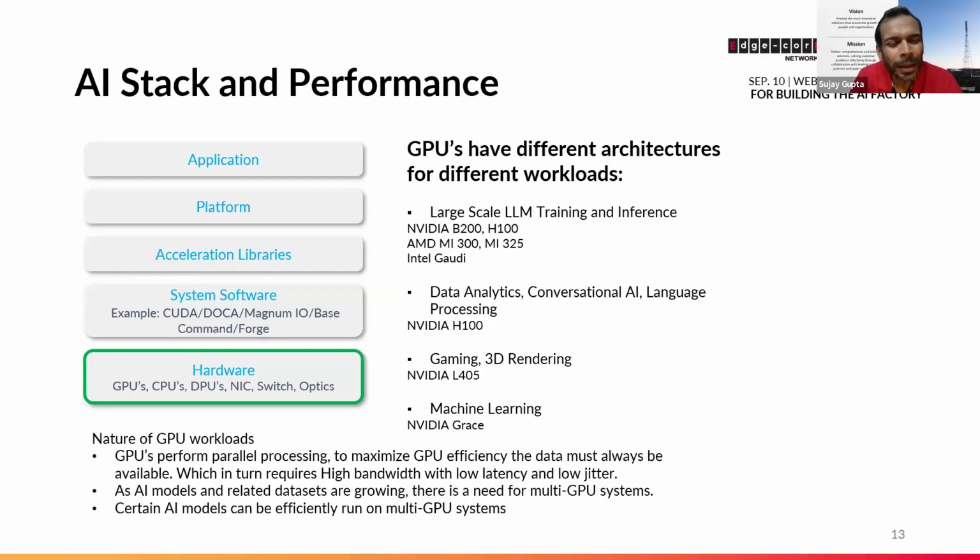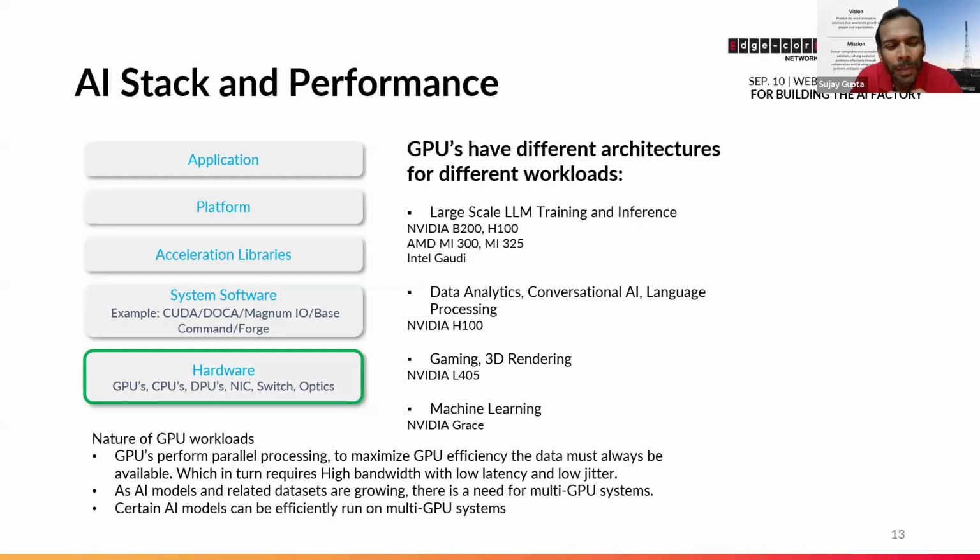So if you look into a typical AI stack, the bottom one shows you the hardware component, which is the one in green. Above that are the complete software layers. So you have system software, acceleration libraries, platform, and application, right? In terms of where we can have control, it's definitely on the hardware piece, right?